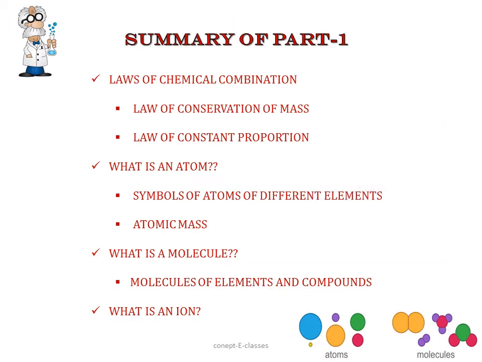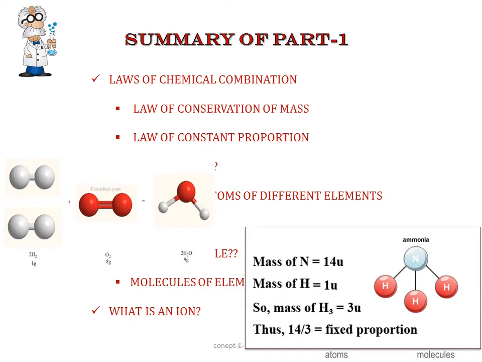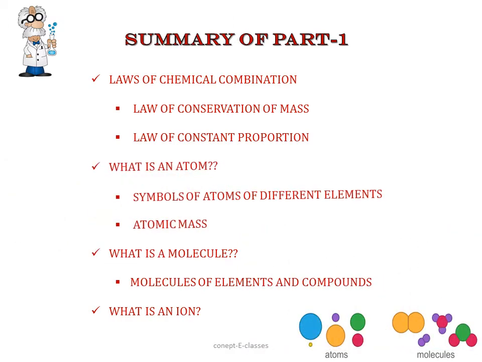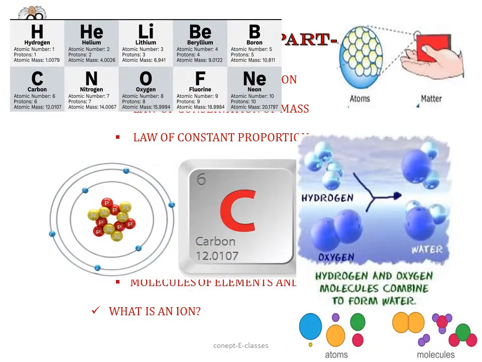Then we discussed about the law of constant proportion. Here all the elements in a chemical substance are present in a definite proportion by mass. For example, in the case of water, the ratio of the mass of hydrogen to that of oxygen is 1:8. In the case of ammonia, nitrogen and hydrogen are always present in the ratio 14:3. So according to the law of constant proportion, all the elements in a chemical substance are present in a definite proportion by mass. Then we studied what is an atom, then the symbols of an atom.